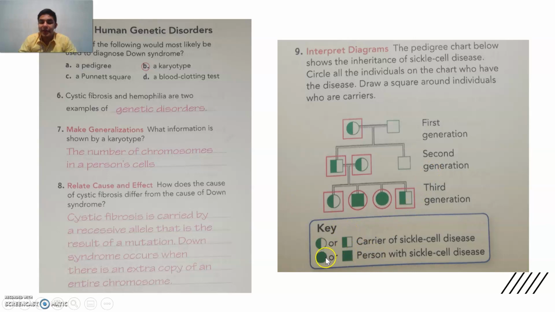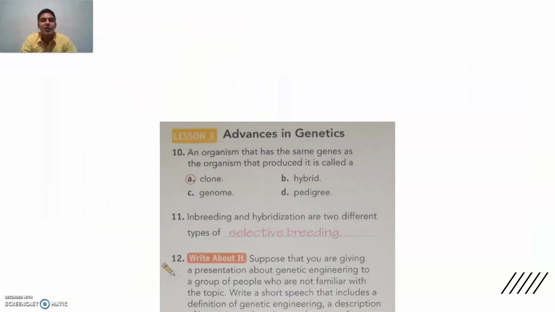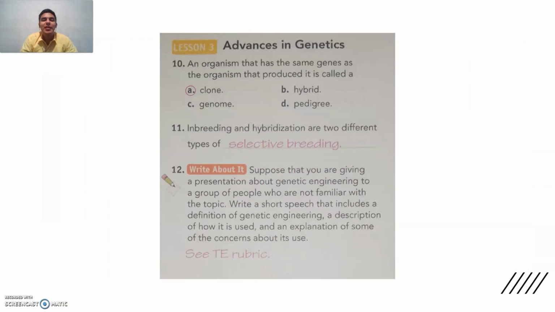On the other hand, circles or squares that are fully painted represent a person with sickle cell disease. The ones fully painted in this case are these 2 people right here, so you can use circles in order to represent that. Now let's go back to the last section right over here.